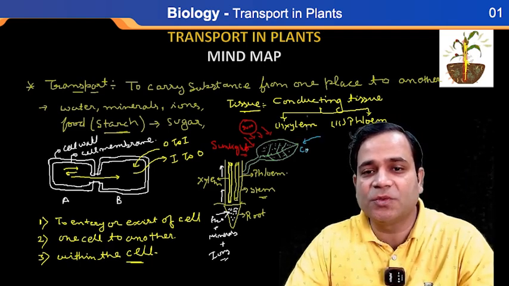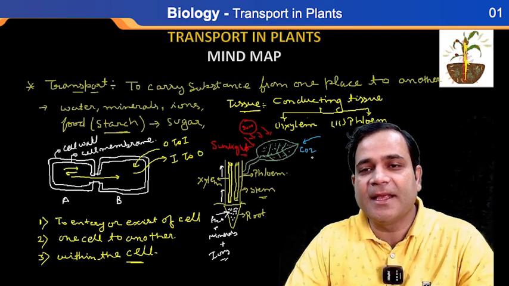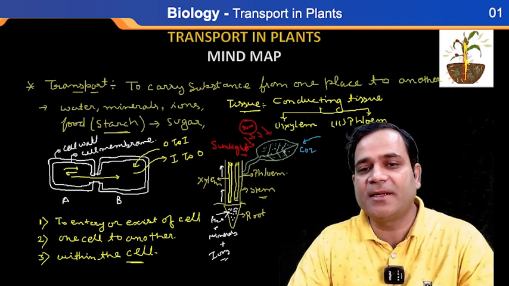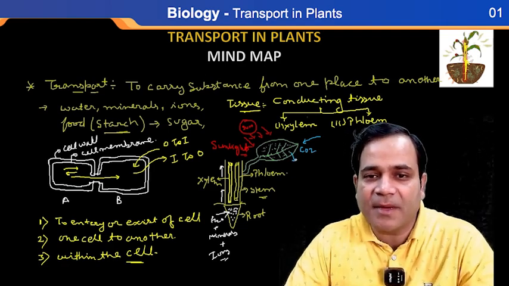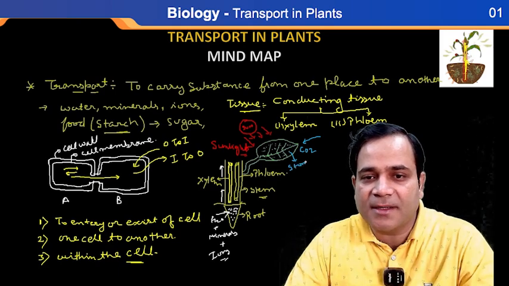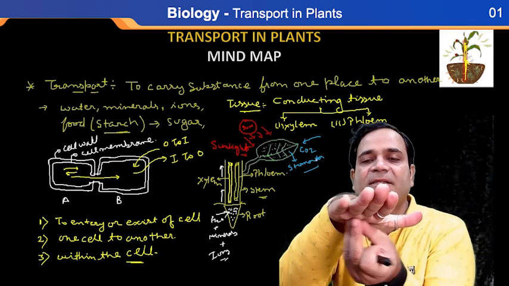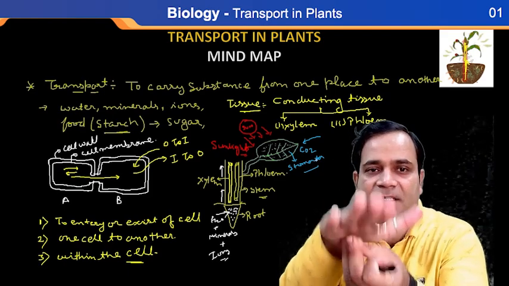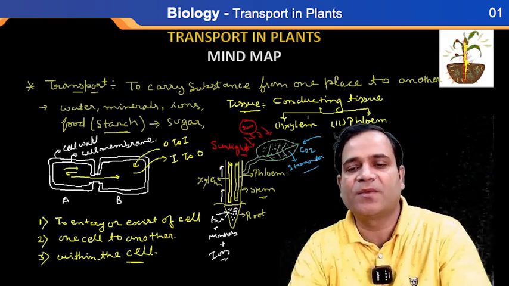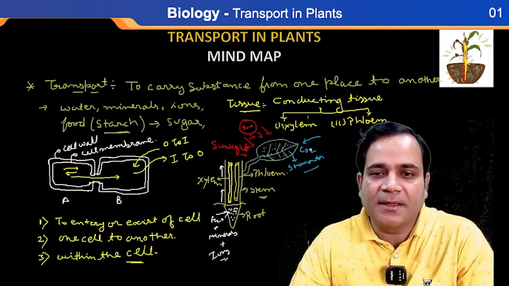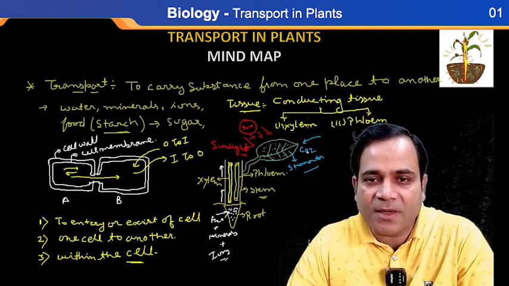From the outer surrounding, CO2 is taken by the stomata, that is the minute opening here. That minute opening is known as what? Stomata. Where are they located? Located at the basal region of the leaves. So from the basal region of the leaves, the stomata carry what? Carbon dioxide.